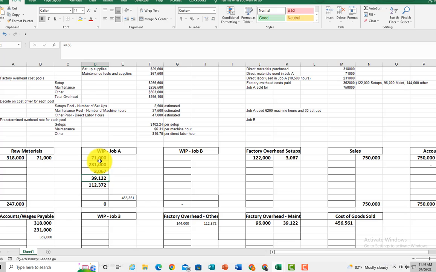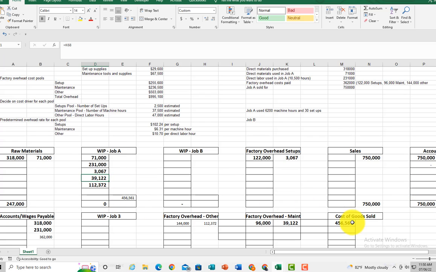So with a different allocation, we came up with a different total cost for job A, which is exactly the reason why we're doing it. We think this is a better idea of how much cost actually went into job A. We know it's all an estimate. We know that we don't know exactly what's happening with indirect costs, but we think that this is a better way to measure what it costs us to build job A.